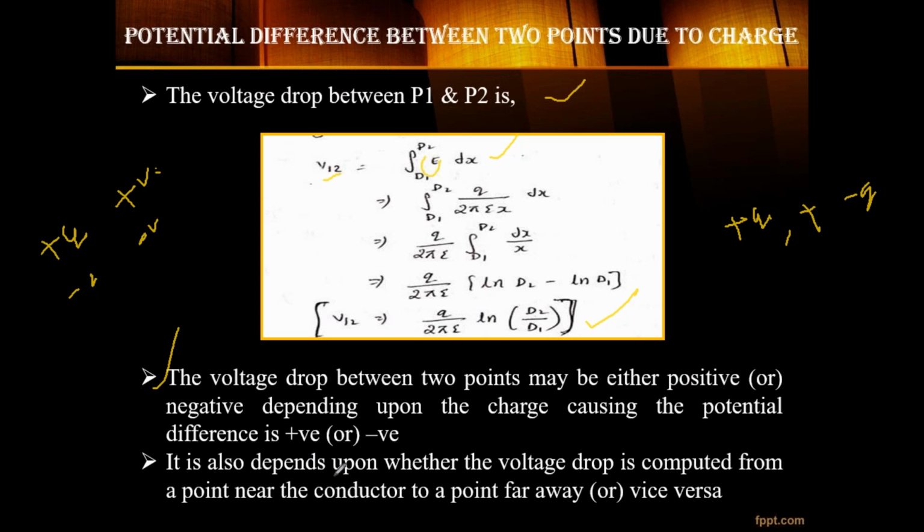It also depends upon whether the voltage drop is computed from a point near the conductor to a point far away. So there are two points we are considering here. One is the voltage with respect to the charge, whether positive or negative, and also whether the voltage drop is computed from the near point to the far point. I already told you that if you consider P1 and P2, if P1 is nearer to the origin, that is the conductor, it has a higher potential than P2. So these two parameters, distance and charge values, are what we consider.